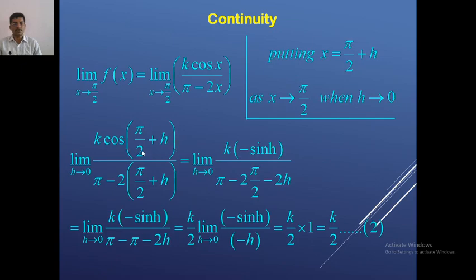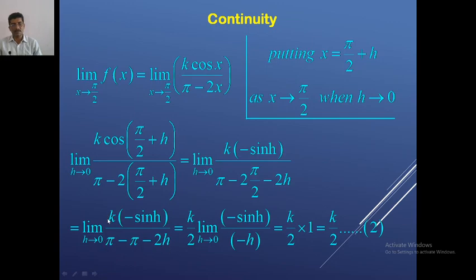You know that pi by 2 plus h lies in the second quadrant. In the second quadrant, cos is negative and the name is changed. Its value is equal to minus sin h. And remove this bracket: pi minus 2 into pi by 2 plus h gives pi minus pi minus 2h. Here pi minus pi is cancelled. You get the limit of k times minus sin h divided by minus 2h.